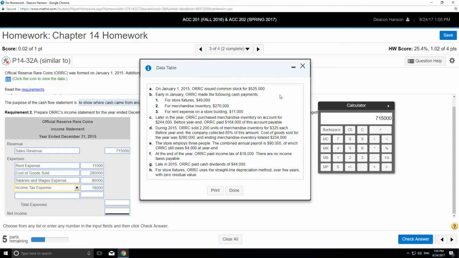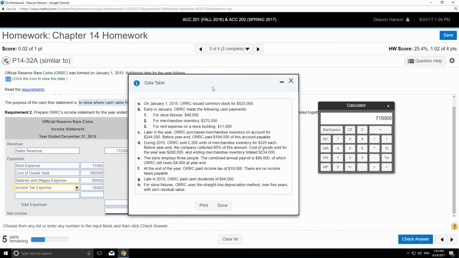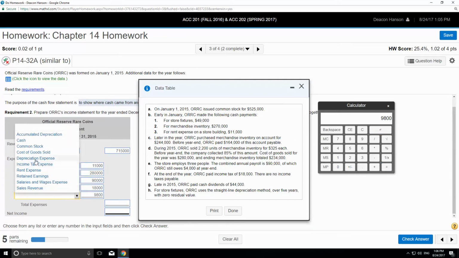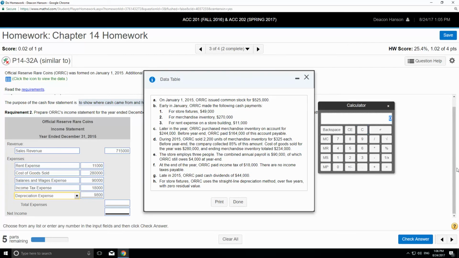So let's see. It looks like they bought store fixtures of $49,000, and they're not telling us about any other store fixtures that they might have had. So I think we're safe in assuming that that's the only store fixtures they have, $49,000, and they depreciated over 5 years. So I'm going to divide by five. So that's $9,800 in depreciation expense per year. And we'll know whether we're right or not when we plug this in. So let's add up the expenses.